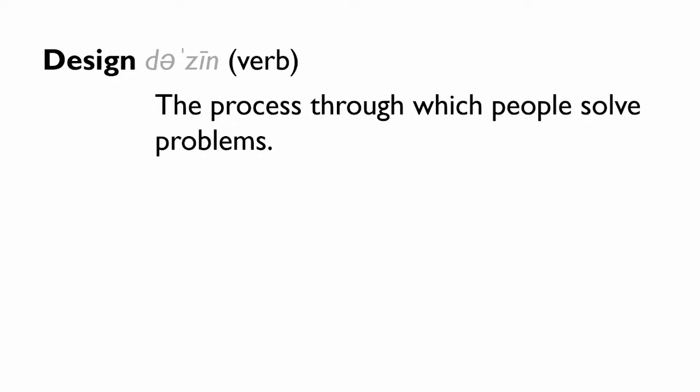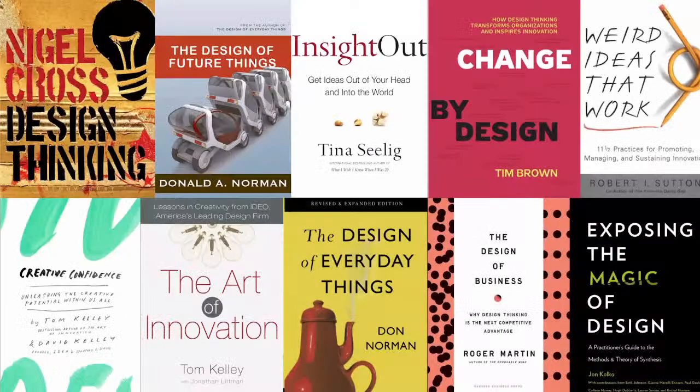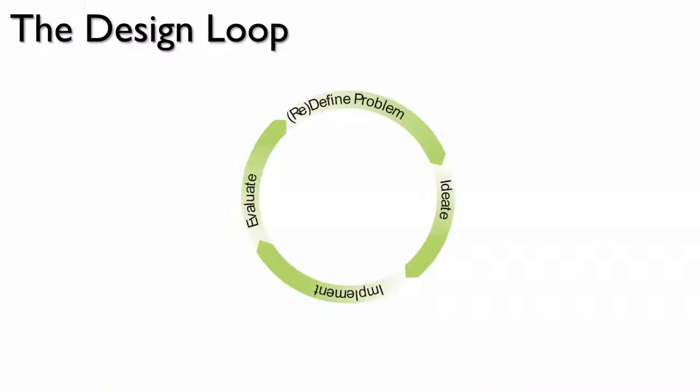So I'm going to paraphrase from Bill Burnett here and say that design is the process through which people solve problems, which probably sounds way overly vague, and it totally is. There are like 1,000,001 books out there to read to understand what design is and how to do it. They all say different things, but they tend to agree on one thing, which is that design is an iterative process.